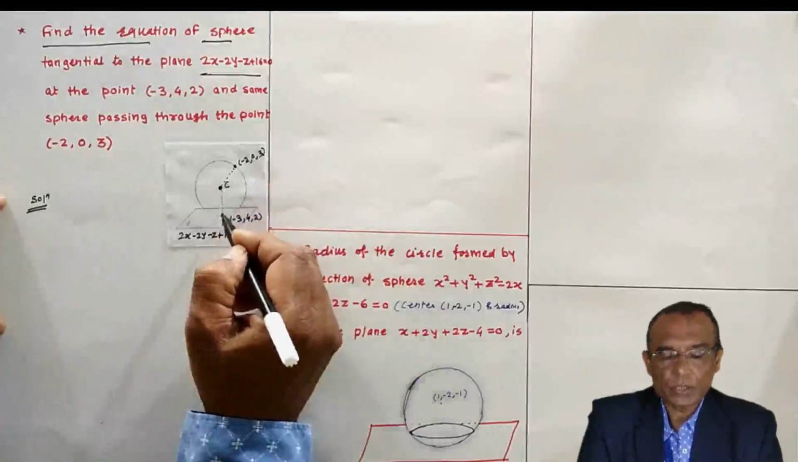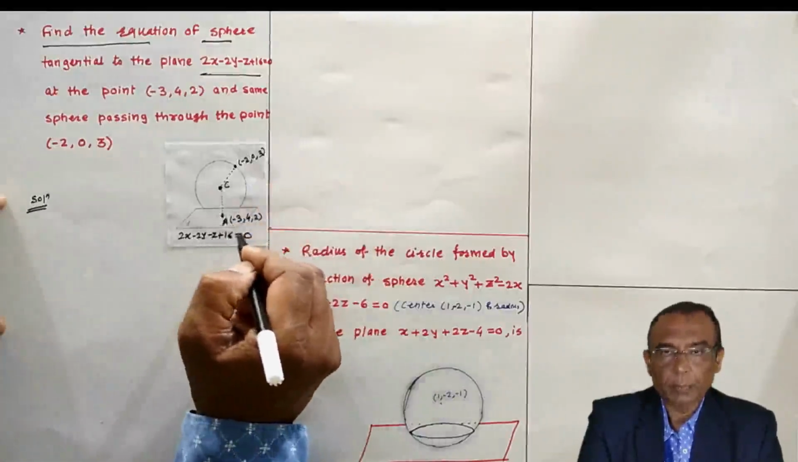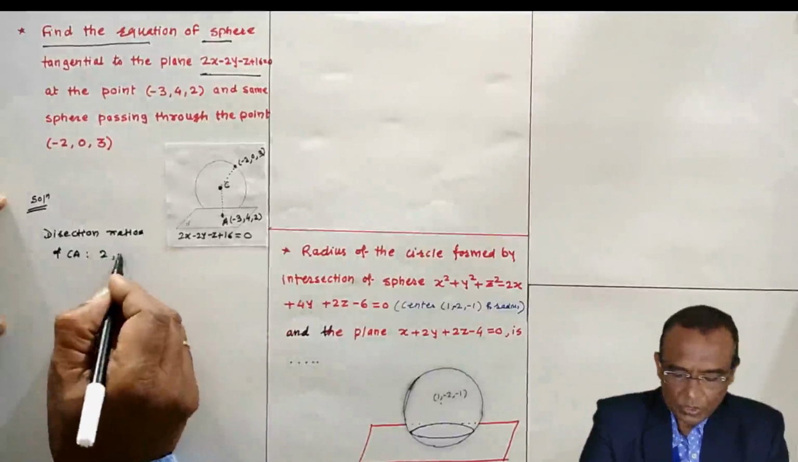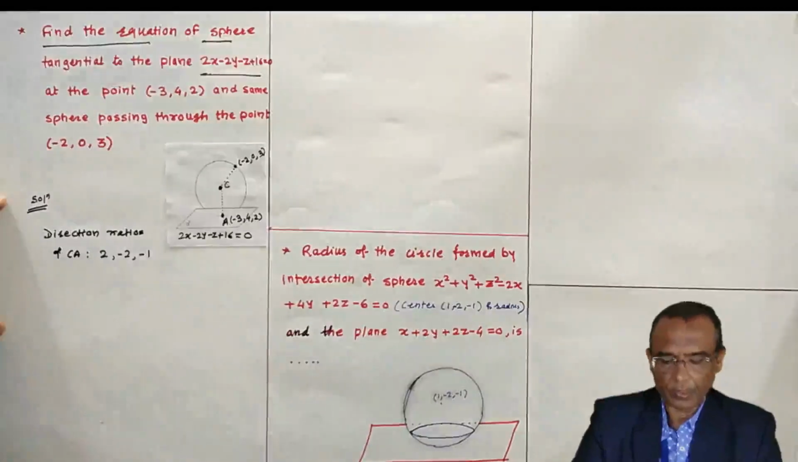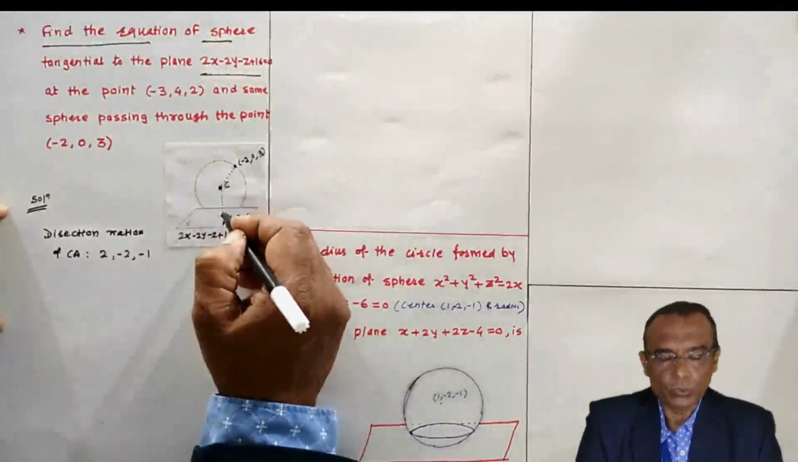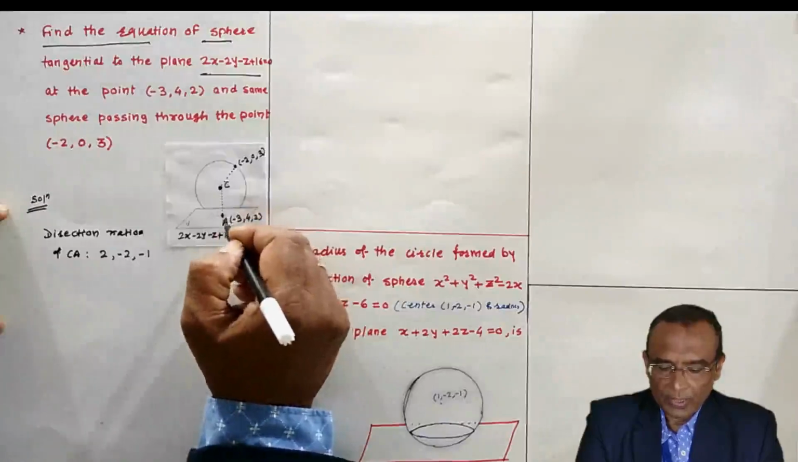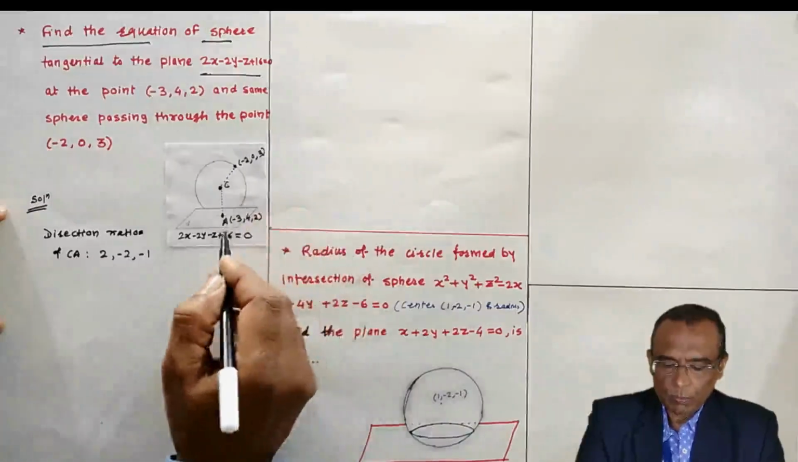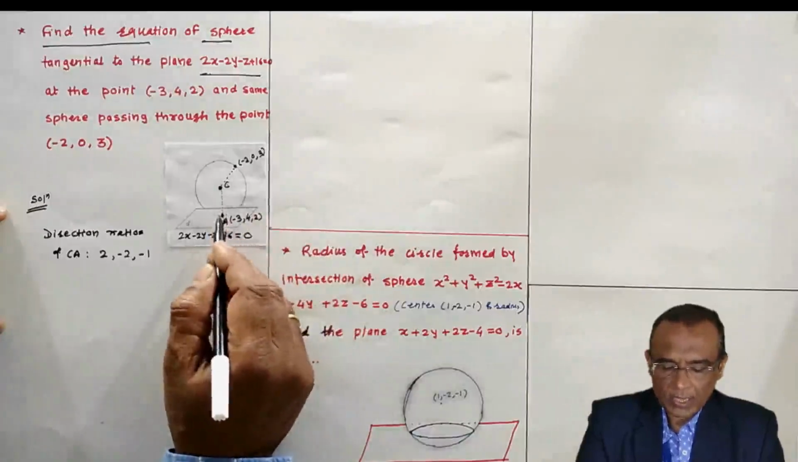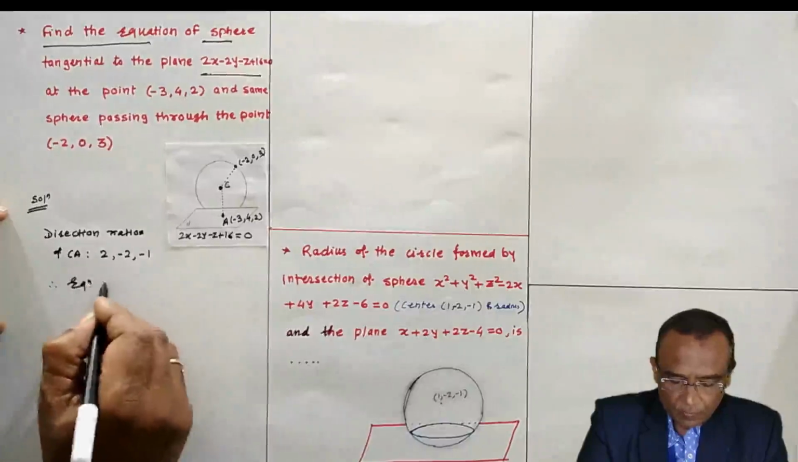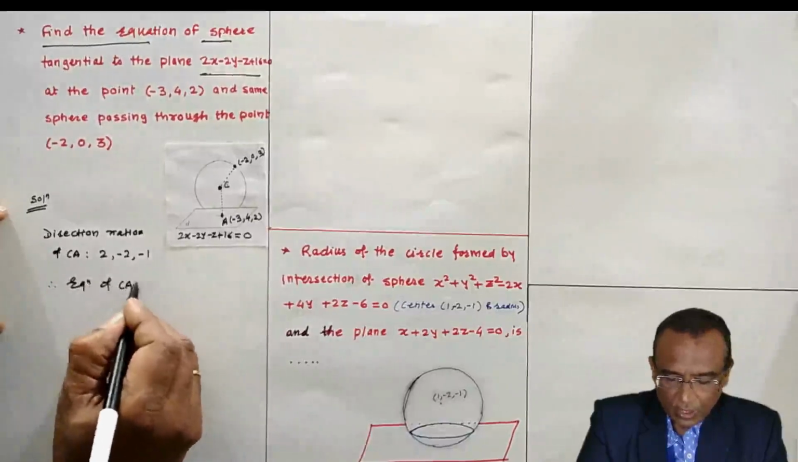This CA is normal to the plane. The direction ratios are 2, -2, -1. And one of the points on this line is known to you. This point A lies on the line, and point A lies on the plane also. But one of the points on the line CA is known to you. Therefore, how do you get the equation of CA?